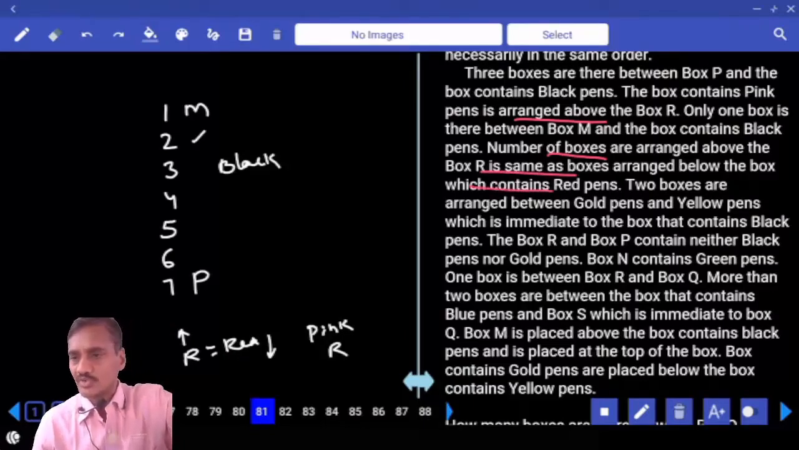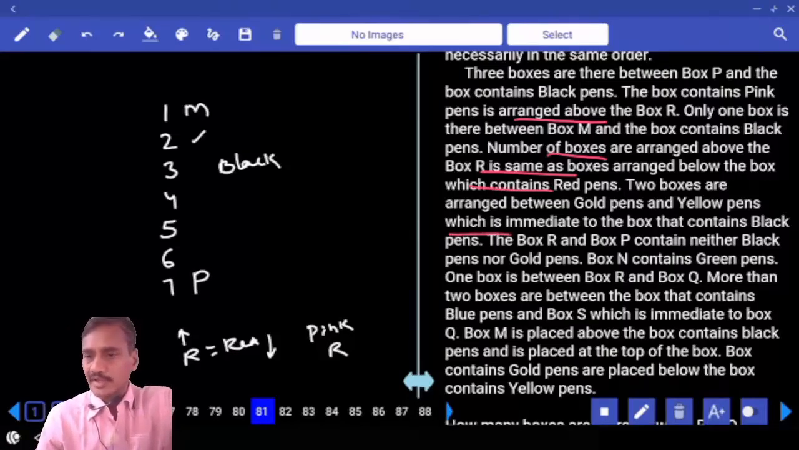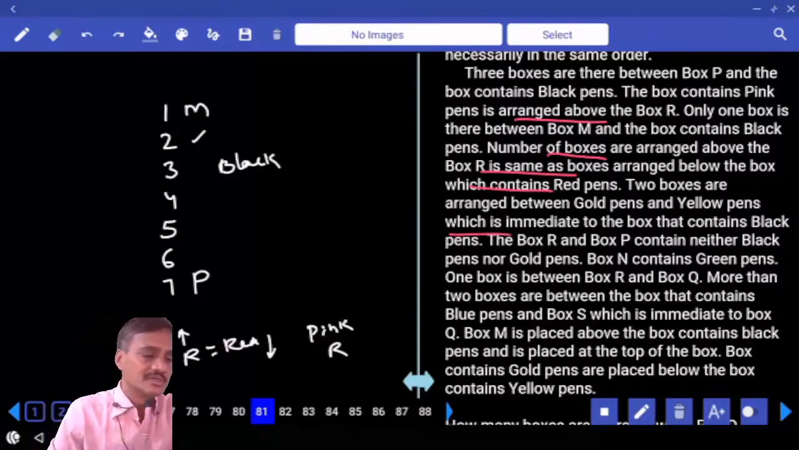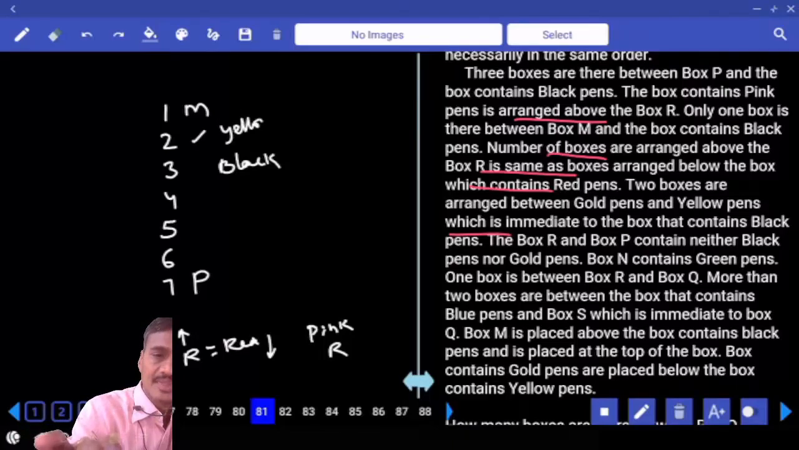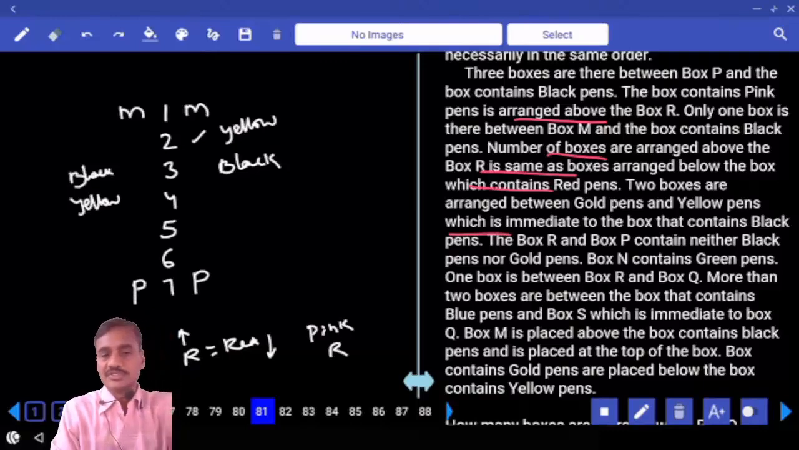2 boxes between gold and yellow, and 2 in between gold and yellow which is immediate to the black box. Now where is this yellow? Yellow is immediate to the black box. As yellow is immediate to the black box, yellow can be here. That is one possibility. What is the next possibility we have? M is here. Now this is black, and yellow can be here. There are 2 possibilities, right? If yellow is here, P must be at this place. Hence we have 2 possibilities in this case.